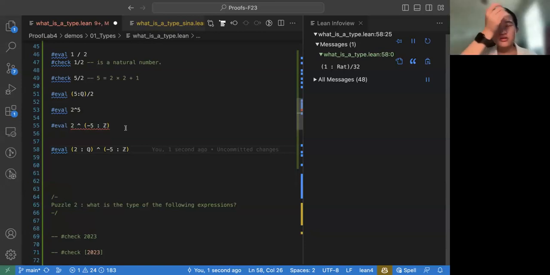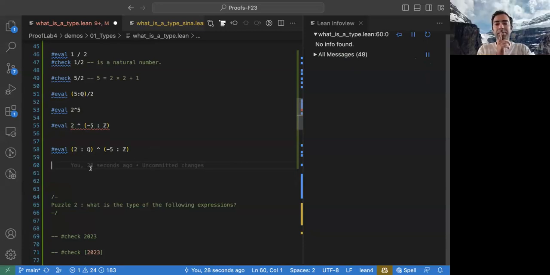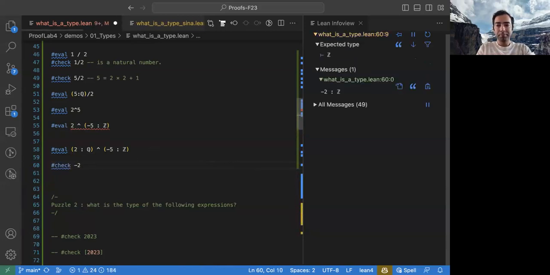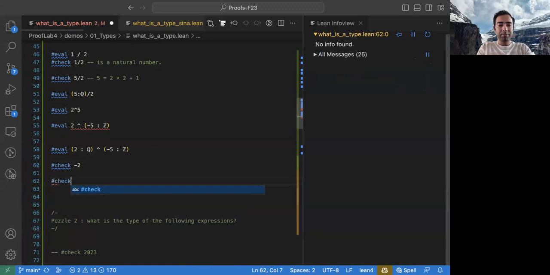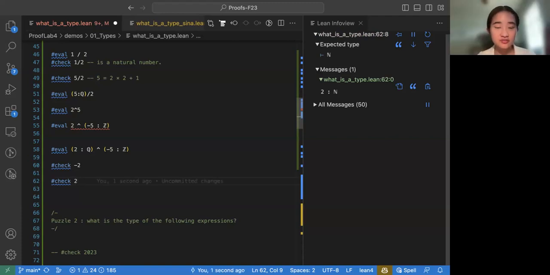So do all numbers on Lean, if I don't cast them, start out as natural numbers? Yes, the default type would be a natural number. Not, for example, if you write check -2, that will not be a natural number. That cannot be a natural number. But if you write check 2, then yes, that would be a natural number. Okay, but check -2 would then be assumed to be an integer. That's right.